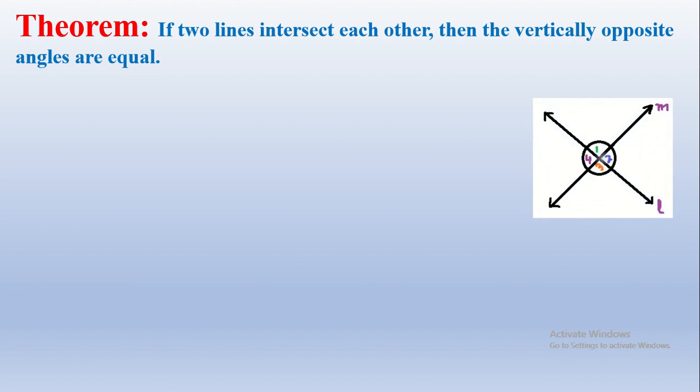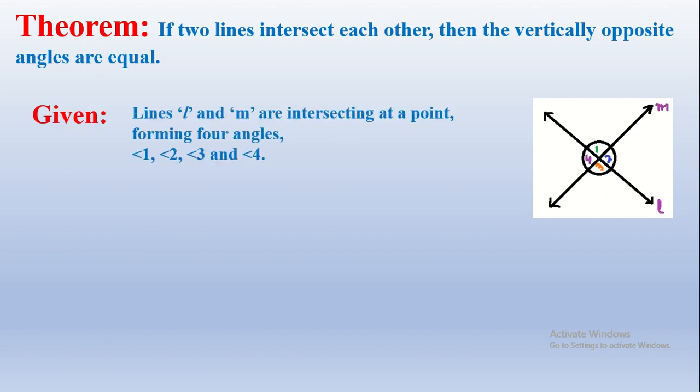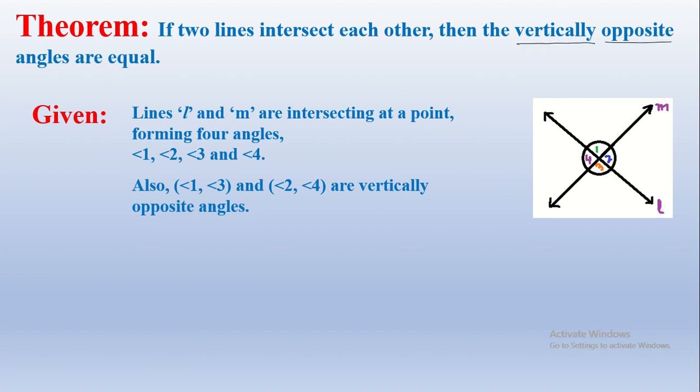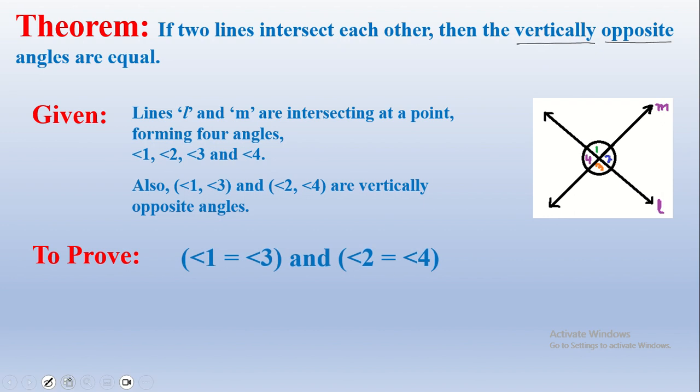Just like here, we have these two lines L and M which intersect each other and form four angles, angle 1, angle 2, angle 3, angle 4, in which angle 1, angle 3 and angle 2, angle 4 are vertically opposite angles. So we have two pairs of vertically opposite angles here, and as per the theorem, we have to prove that vertically opposite angles are equal. That means we have to prove angle 1 is equal to angle 3 and angle 2 is equal to angle 4. Let's prove this statement.